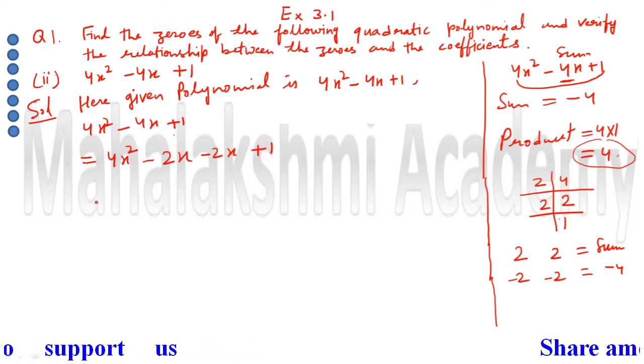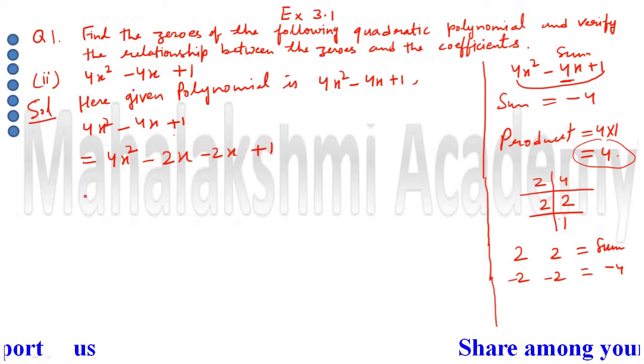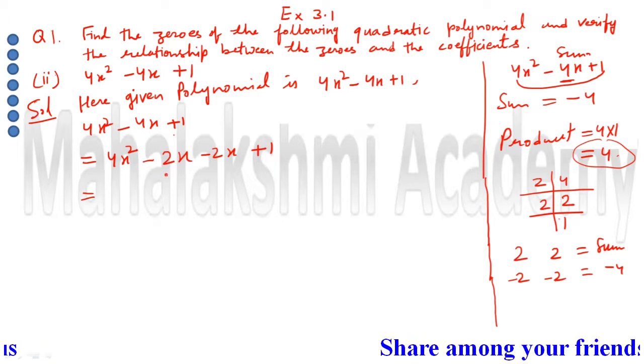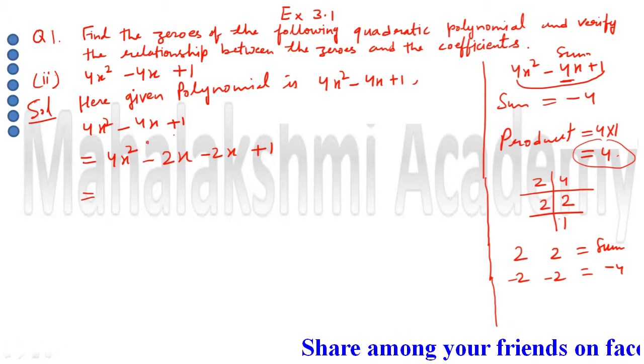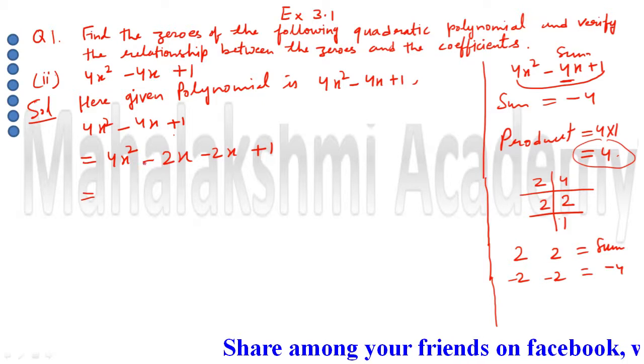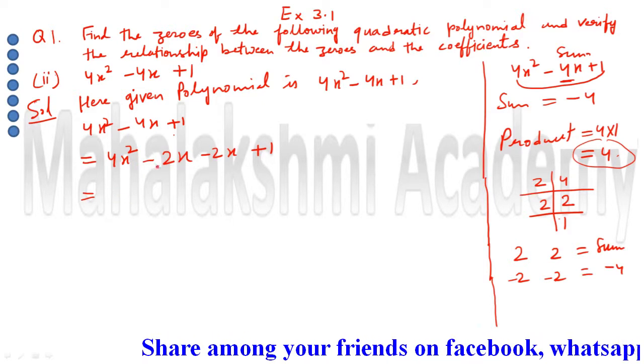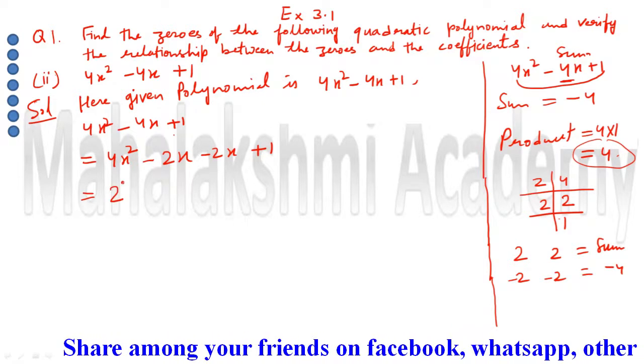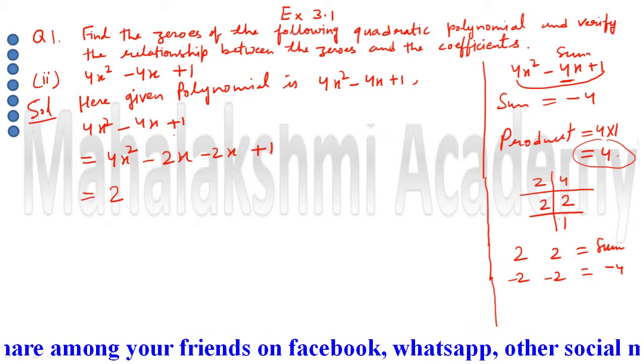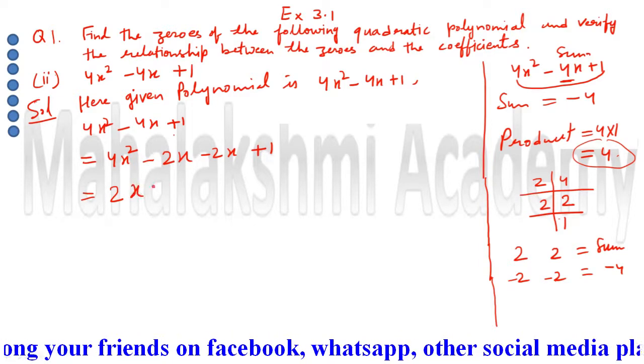So I hope it's clear to you. Now you have to start to take common from these two terms. So what is common in them? 4 and 2 both are divisible by 2, so 2 is common. Here x square and here you have only x, so x is common.